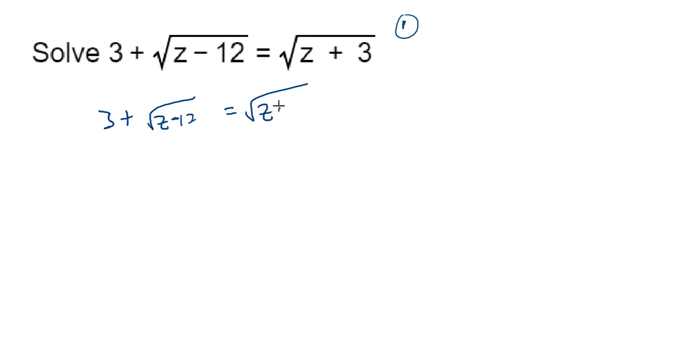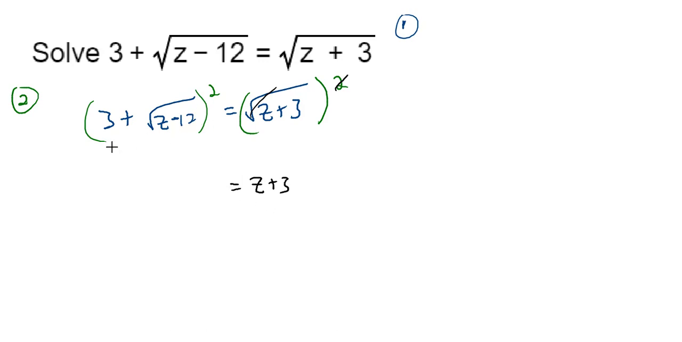Step 2 is to square both sides. Now that we have a square root isolated, we can go ahead and square both sides. On the left-hand side, the power of 2 cancels out that square root, and we get z plus 3. On the right-hand side, we're going to have to FOIL, so we get 3 plus the square root of z minus 12 times 3 plus the square root of z minus 12.